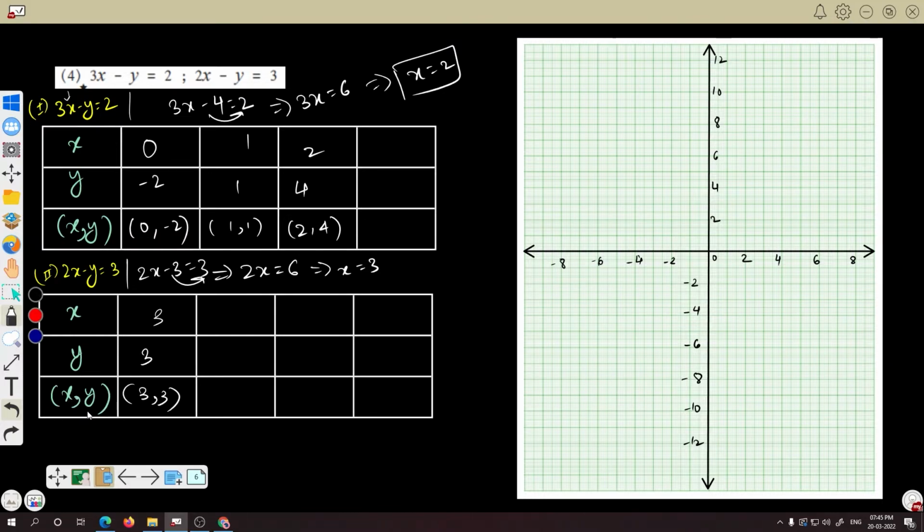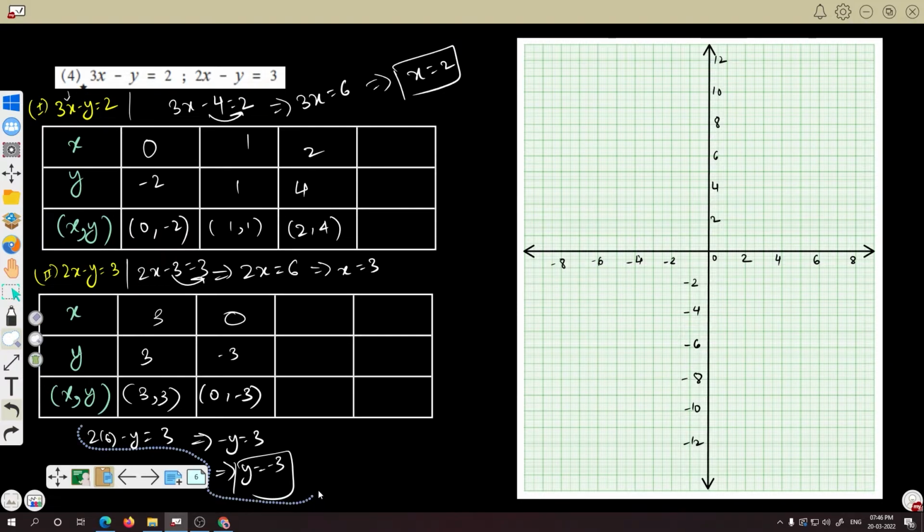If I take x as 0, then 2 into 0 minus y will be 3, which means minus y is equal to 3, which implies y will be minus 3. So coordinates are 0 comma minus 3. I hope this is clear to you.